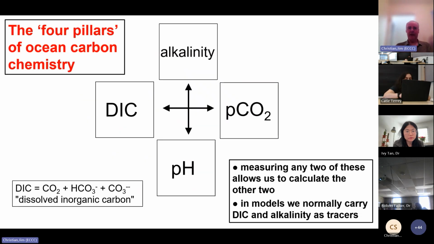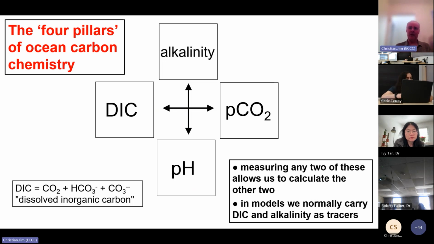In ocean biogeochemistry, we have what we call the four pillars of ocean carbon chemistry: DIC, alkalinity, pH, and pCO2. Observationalists will say you can measure any two of these and calculate the other two, but in the model, DIC and alkalinity are the carried tracers, and pCO2 and pH are diagnostic quantities. DIC is CO2 plus carbonate and bicarbonate ions. There's a lot of carbon dissolved in the ocean, but very little of it is actually in the form of dissolved CO2 gas. So we treat DIC and CO2 interchangeably, or people will talk about surface flux of DIC rather than CO2.